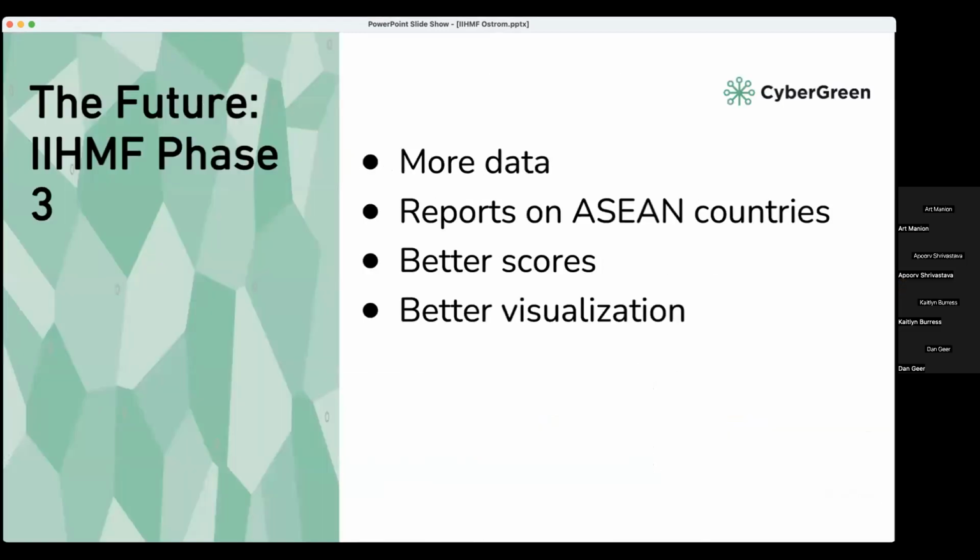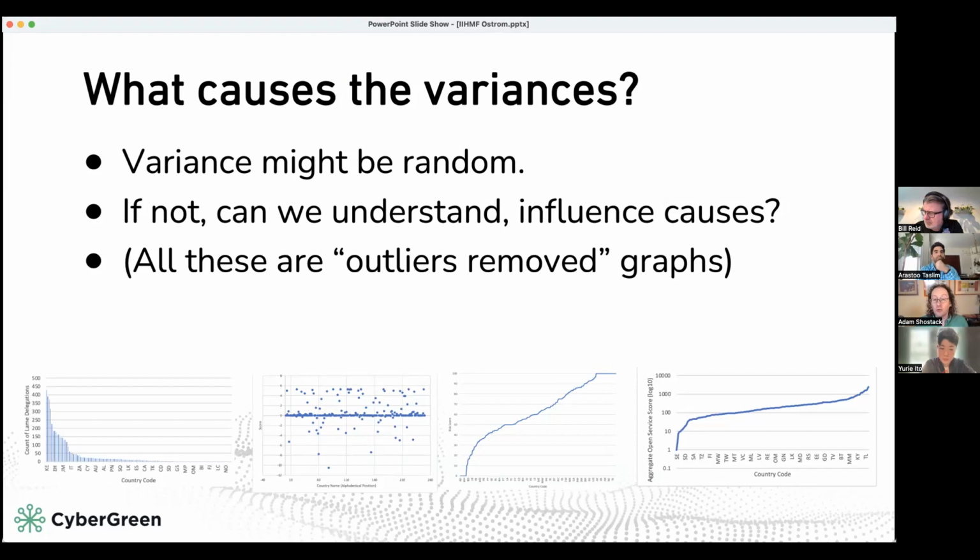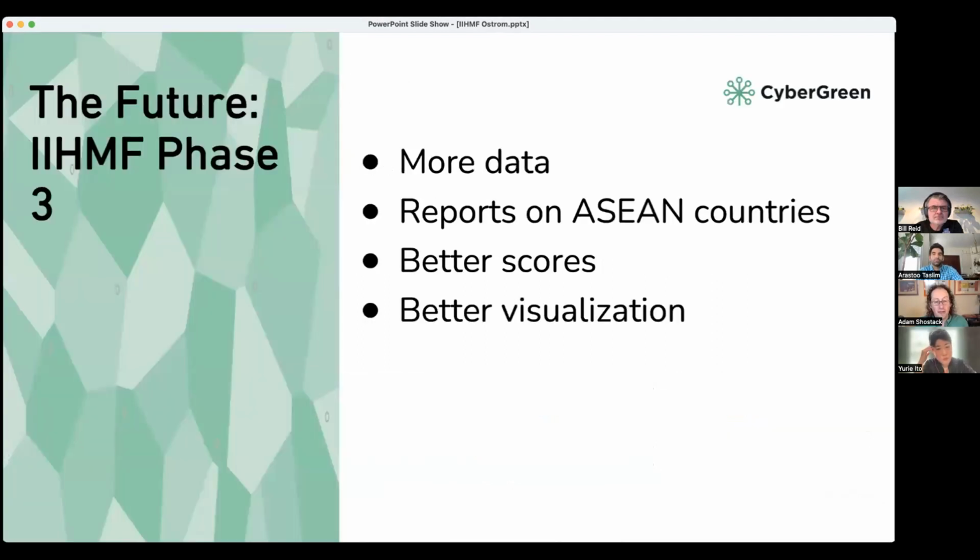So this is what we have done in phase 2, and we are getting started on phase 3 now. And so some of the things that we're going to do in phase 3, and I'll talk about each of these in a little bit of depth, is we're going to gather some more data. We're going to do a report, or reports, really, on the ASEAN countries, and we're going to focus on the ASEAN countries because IRIA, our sponsor, is the Economic Research Institute of ASEAN. Did I get that right, Yuri? And so they care about the ASEAN countries, and we're going to delve into them and see what we learn.